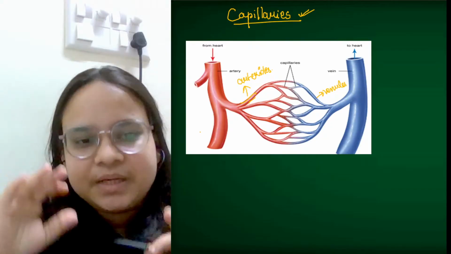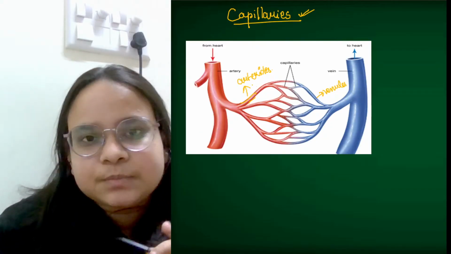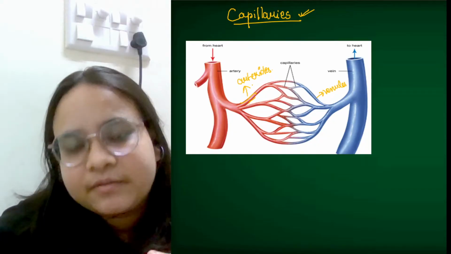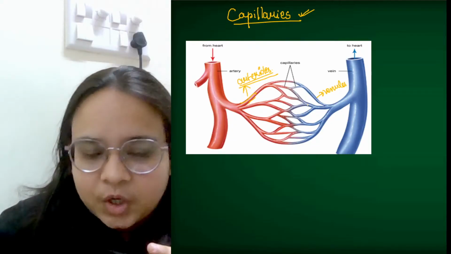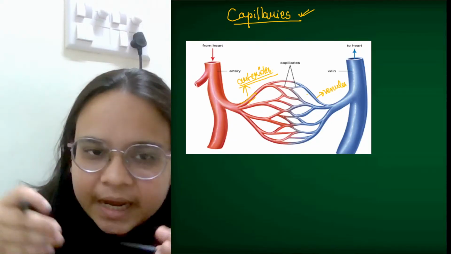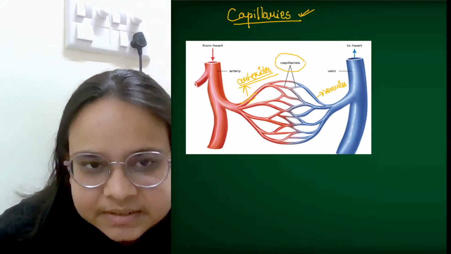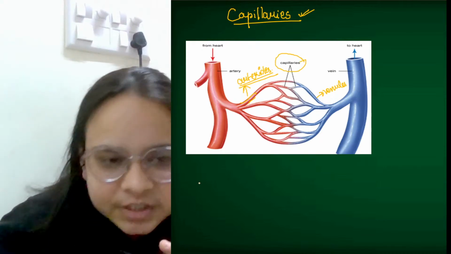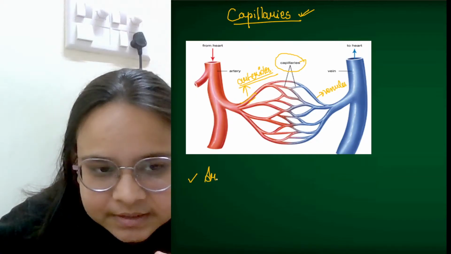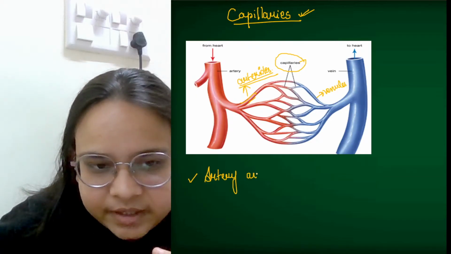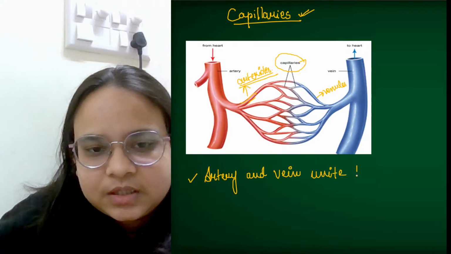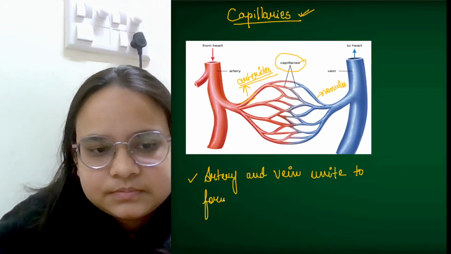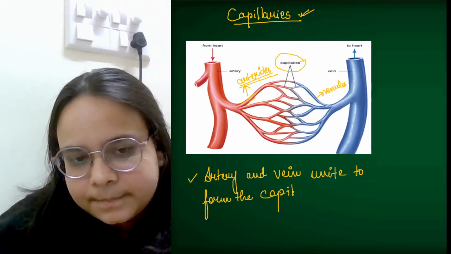Then comes the capillaries. So what happens? The arteries break down or divide into finer branches, which we call arterioles. Arterioles and venules unite to form the capillaries. Now I should mention one point, that artery and vein unite to form the capillary.